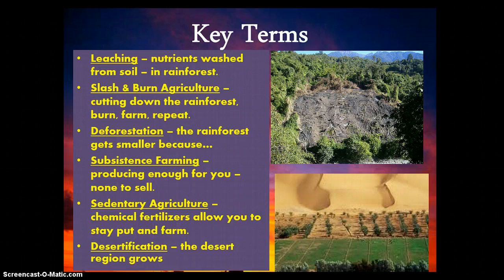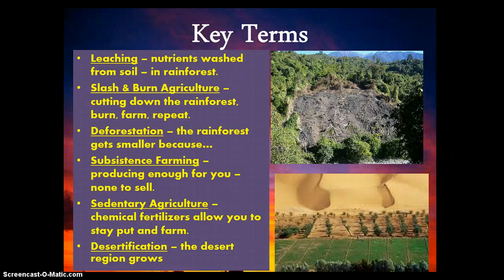Sedentary agriculture allows you to not be nomadic and move around, but to stay in one area because you are using maybe chemical fertilizers. These are things that average, ordinary Africans cannot purchase, but larger corporations or larger farms and farmers could practice sedentary agriculture because they have the means to buy these things like the fertilizers and so forth.